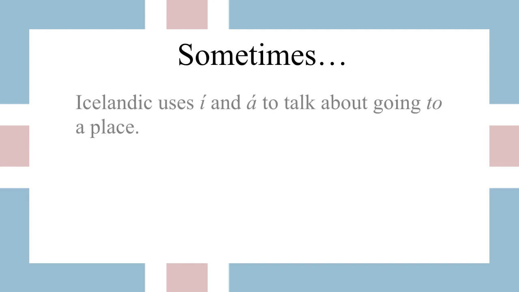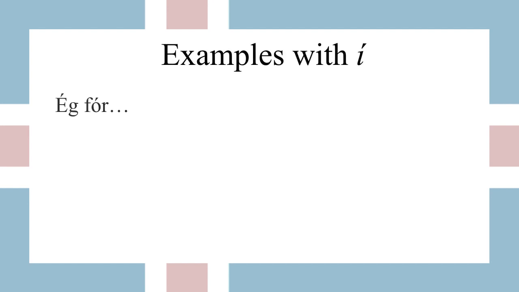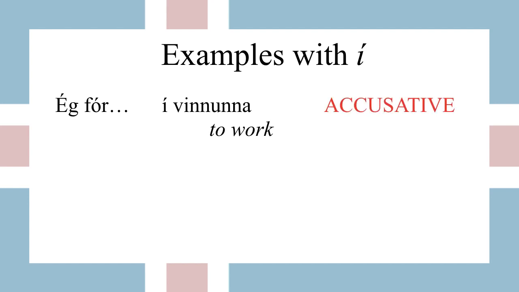Now, sometimes Icelandic uses the prepositions í and á to talk about going to a place. In English, we would say, I'm going to a certain place, but in Icelandic, they might use í and á. Let's look at some examples with í first. So we could say, for example, ég fór í vinnuna, which means I went to work. This is the accusative because there is motion to work.